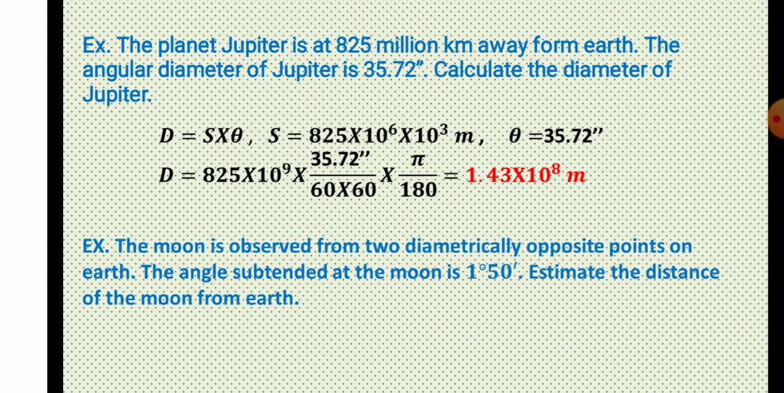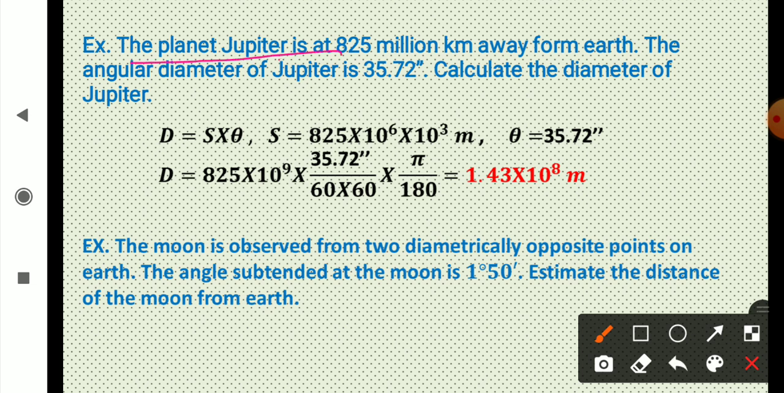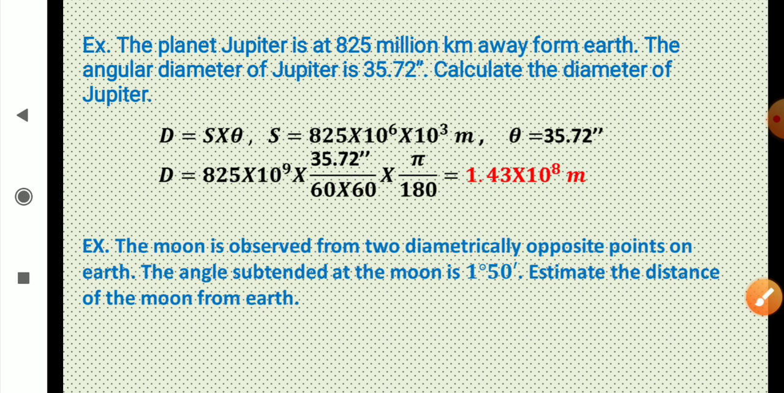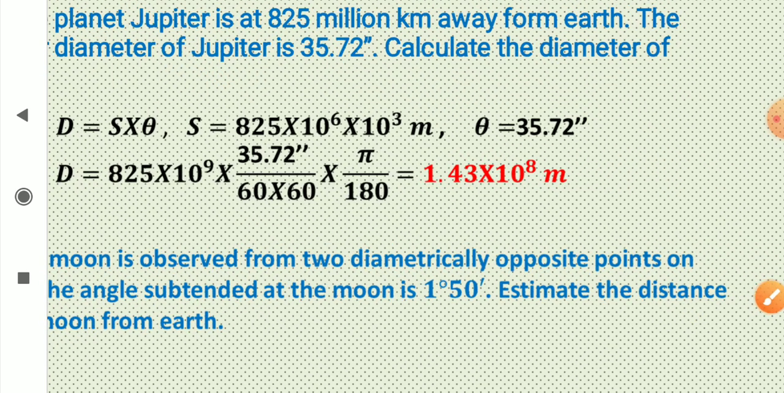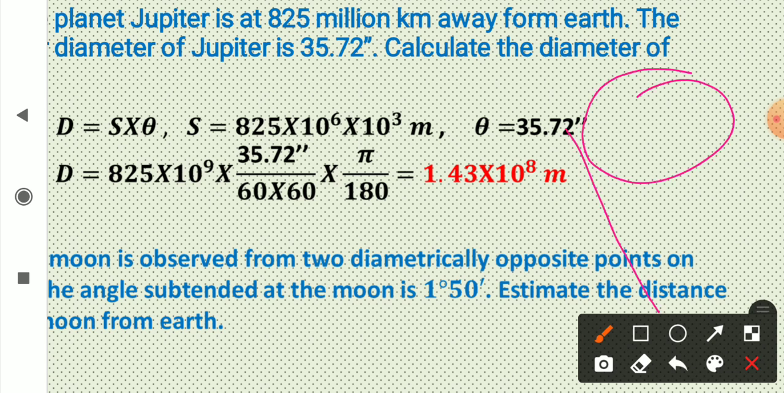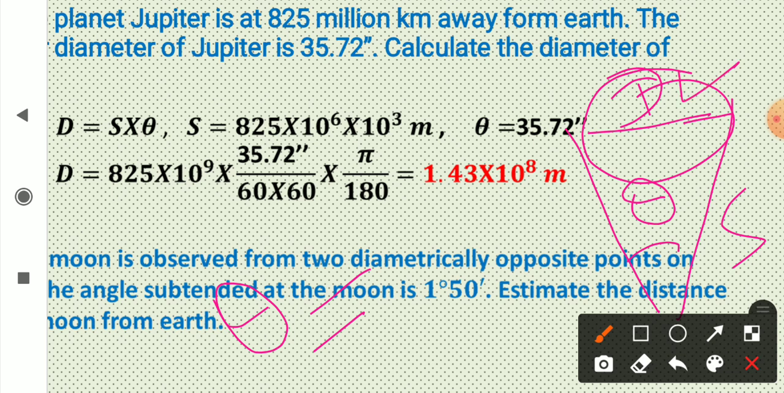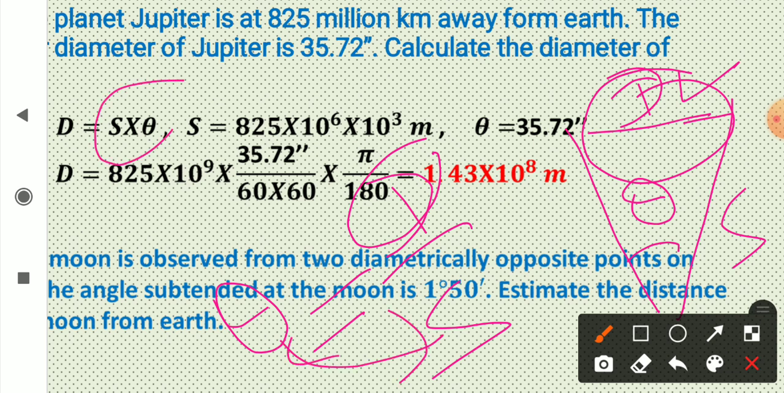Okay, a very simple problem. The planet Jupiter is at 825 million kilometers away from the Earth, and the angular diameter of Jupiter is 35.72 seconds. Calculate the diameter of Jupiter. See, this diameter you have to calculate, and this angle theta is known to us, and the distance s is also known to us. So this angle theta will be equal to diameter d upon s. So diameter d will be equal to s into theta. This is what I am using here.